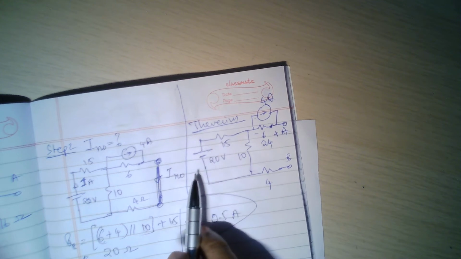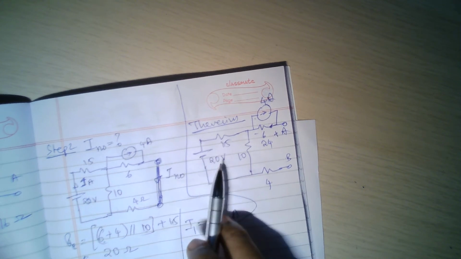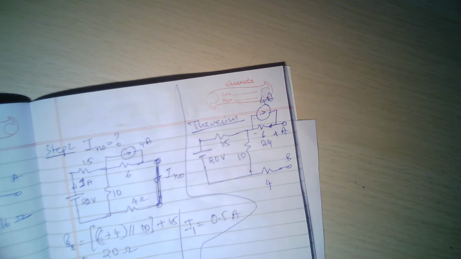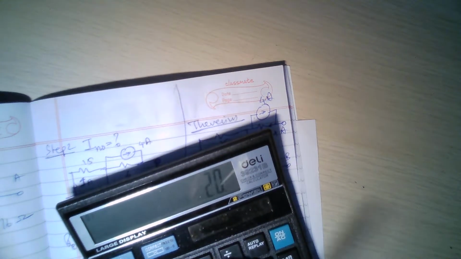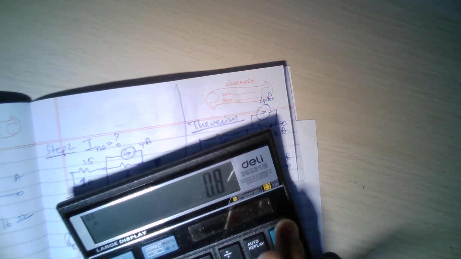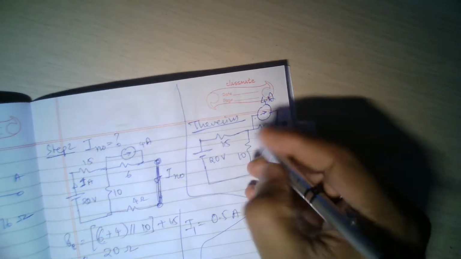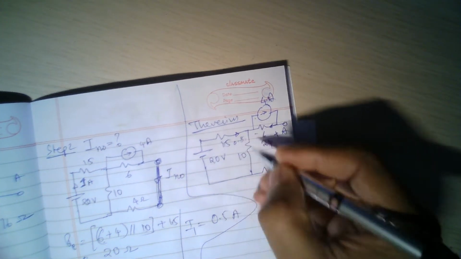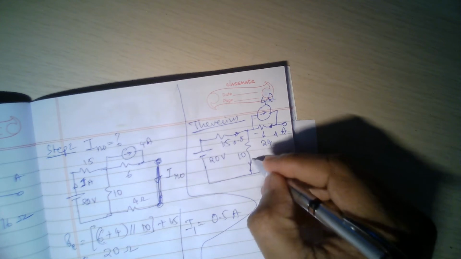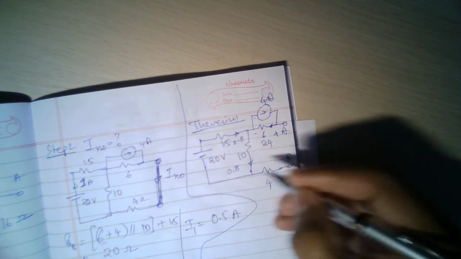Okay, so current will be V by R. Okay, so 20 divided by 25 will be the current. Okay, so what is that? 20 divided by 25. So 0.8 amperes. Okay, so 0.8 amperes is the current. Okay, so the 0.8 amperes current is going downwards.